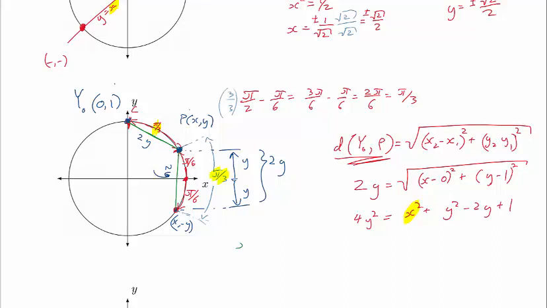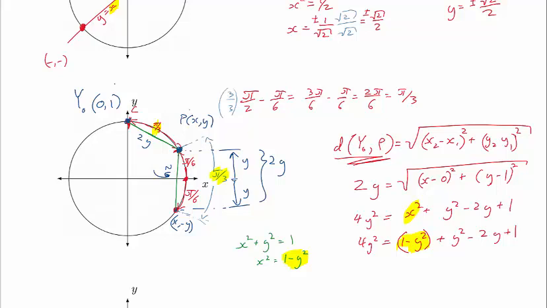So what we're going to do is look at the equation for the unit circle, x squared plus y squared equals 1. Note that this is the same thing as x squared equals 1 minus y squared. So we're going to substitute this in right there. So this becomes 4y squared equals 1 minus y squared plus y squared minus 2y plus 1. You don't always have to put parentheses around it when you substitute in. I like to do that because it makes it more obvious what I'm doing when I go back to review my work.